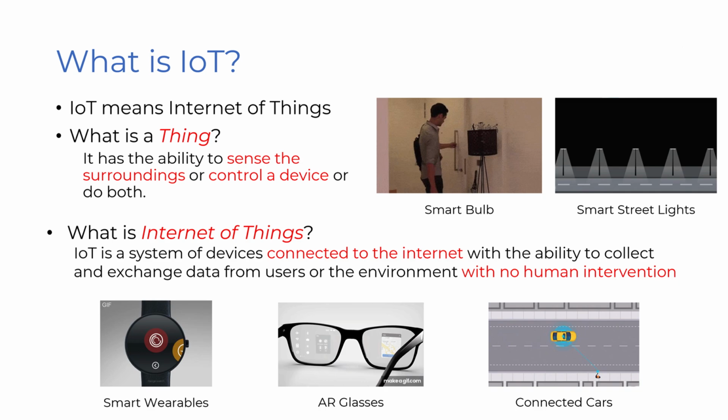What is IoT? As you all know, IoT means Internet of Things. What is this thing in Internet of Things? Actually, a thing is basically a sensor. It has the ability to sense its surroundings or control a device or do both. Basically, a thing is a sensor.